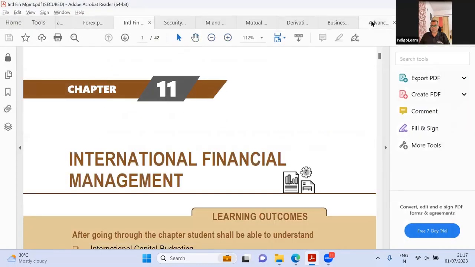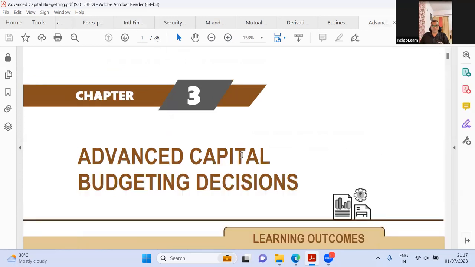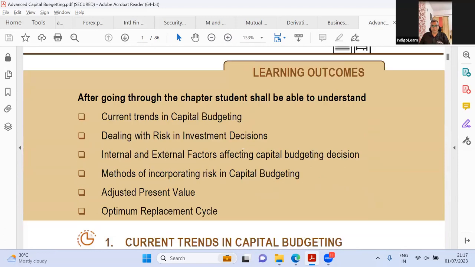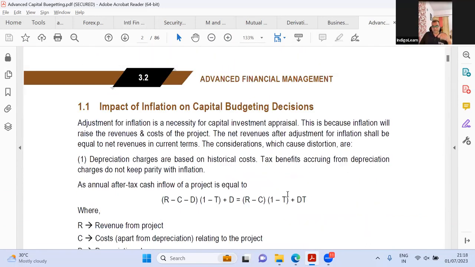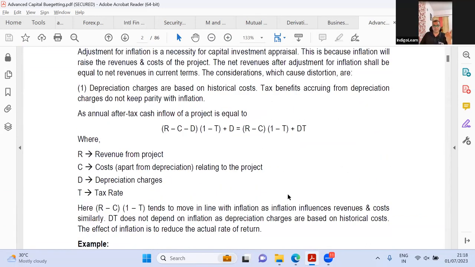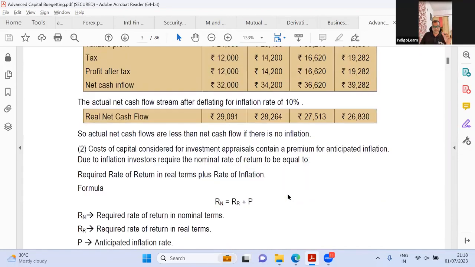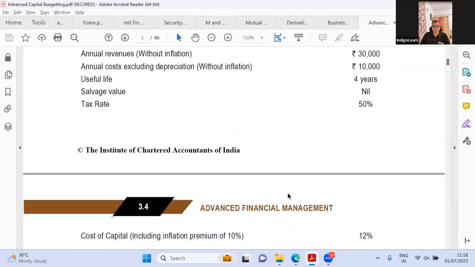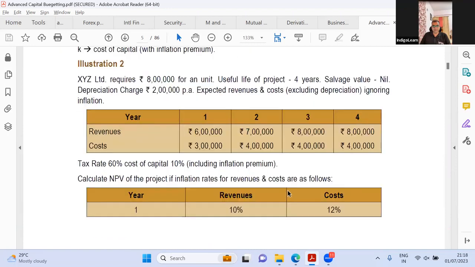Now, let us come to chapter 3, which is what they've introduced afresh in the new syllabus, which is advanced capital budgeting. It's an 86-page chapter. So there is something new. Okay. And here, what are they discussing? Current trends in capital budgeting, risk, internal, external factors, methods of incorporating risk, adjusted present value, optimum replacement cycle. See, some of these you were earlier studying in the old syllabus, financial management, to a certain extent, right? Let us see what all is there. Determine NPV, salvage value, tax rate, so on and so forth. This is all pretty simple stuff. There was nothing really fancy here.